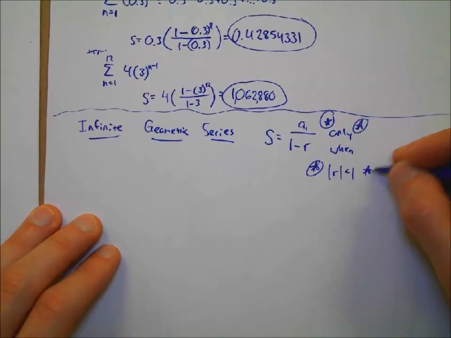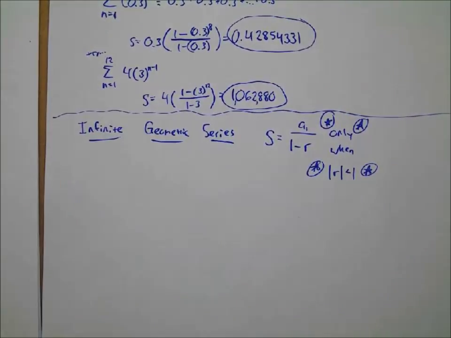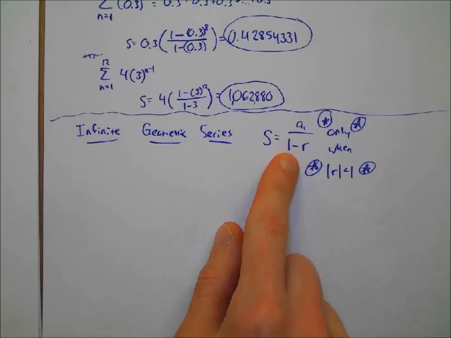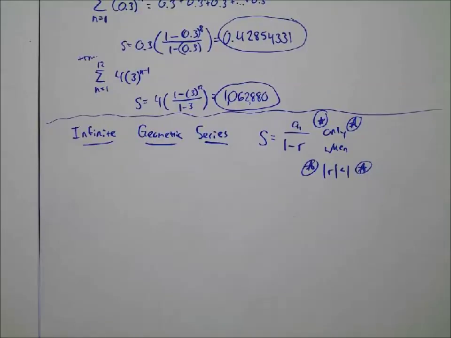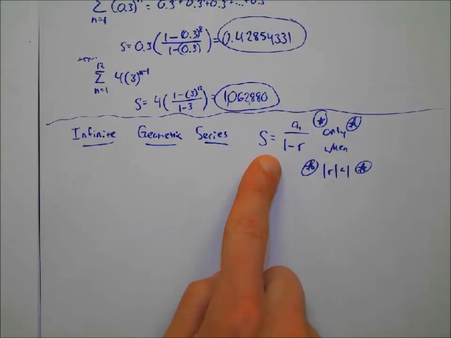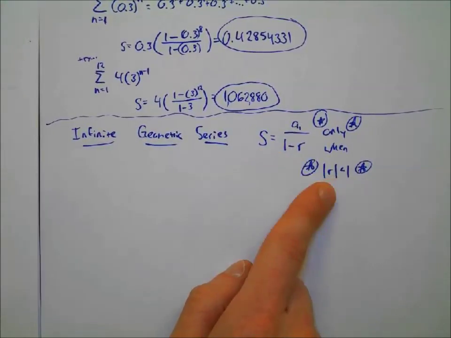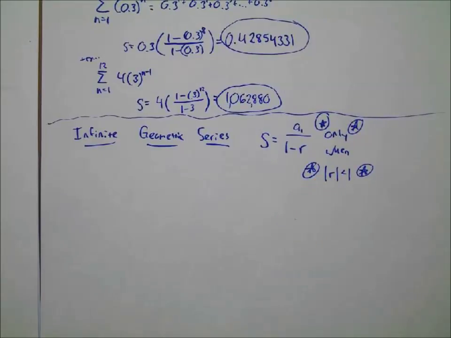If I give you a series and I ask what is the sum of this infinite geometric series, do not automatically assume you use this formula. We only use this formula when the absolute value of our common ratio is less than 1, because you can do negatives as well.